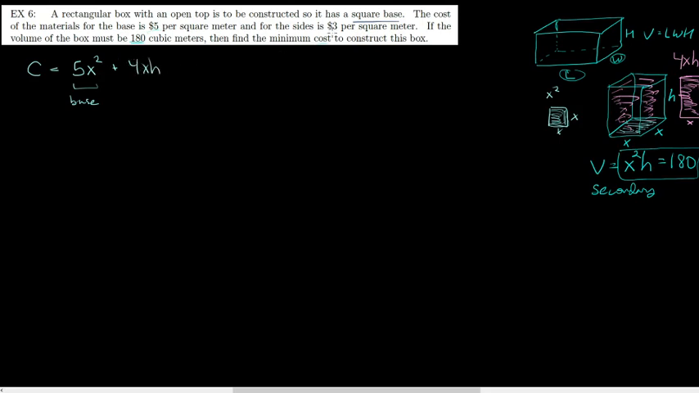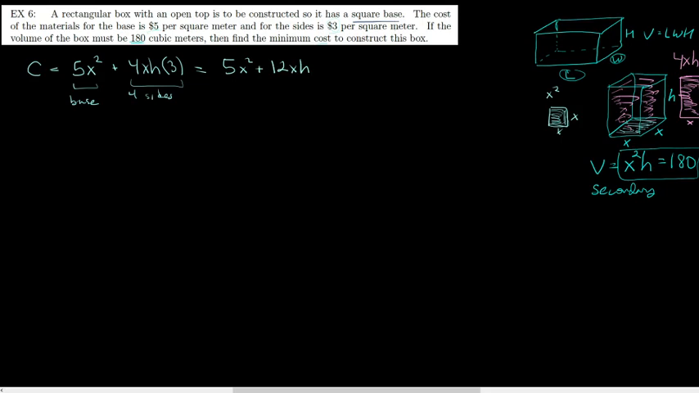But how much does it cost per square meter? It's going to be $3 for each square meter. So that's going to be the cost of the four sides. So when you multiply all this out, you just get 5x squared plus 3 times 4 is 12, so 12xh.